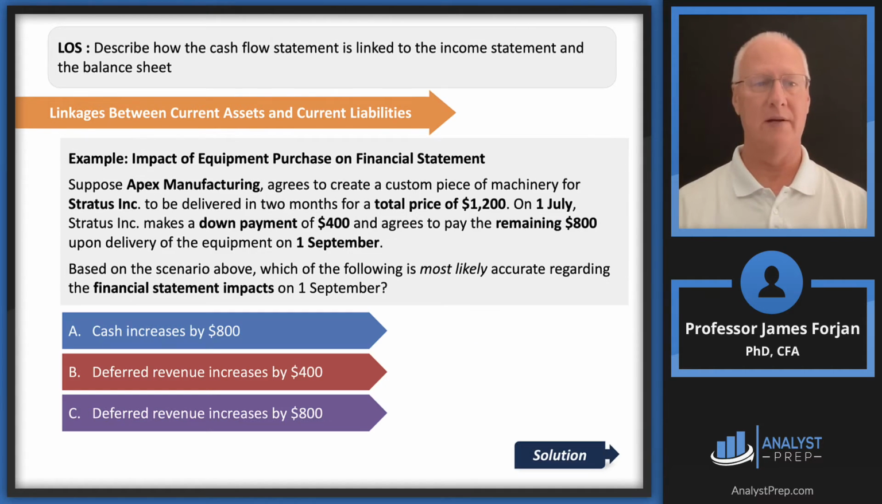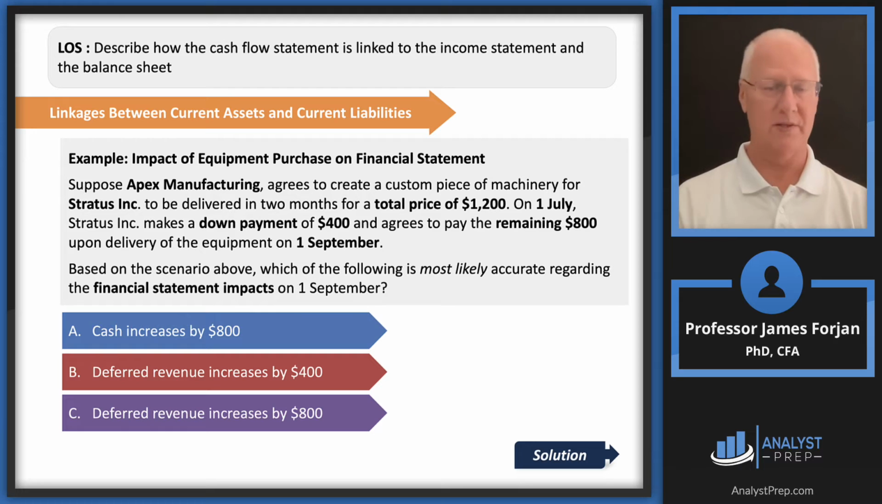So let's go ahead and take a look at just a super quick example here. Apex Manufacturing, custom piece of machinery, delivered in 2 months, $1,200. All right, so on July 1st, this client makes a down payment of $400, agrees to pay the remaining $800 upon delivery. All right, so what happens here? Think about what this means. We really haven't done anything yet if we're Apex. Someone has sent us $400. We signed a contract agreeing to do something. We haven't done anything yet, but we've agreed to do something.